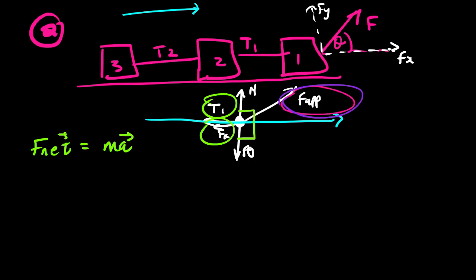Now in this case, we have to look at the components of this force and check which one does work to the object. So we can see that this one is perpendicular to the displacement, so it doesn't do any work. And then this one is parallel to the displacement, so we can say it does work to the object. And the direction of Fx is the same as the displacement, so it will be positive. So in this case, our equation will be Fx minus T1 minus Fk is equals to Ma.